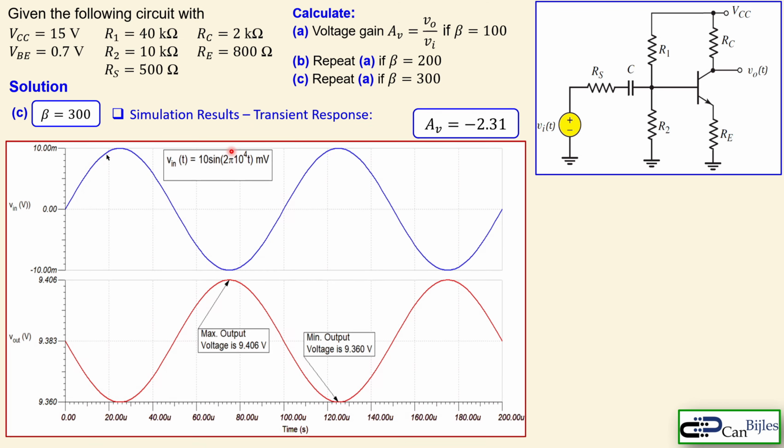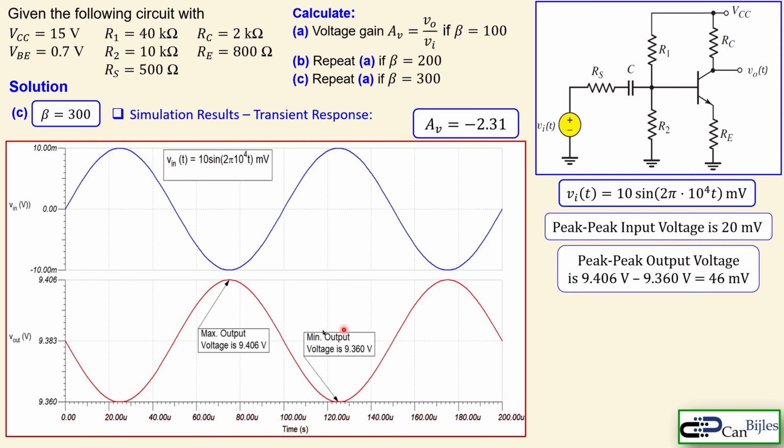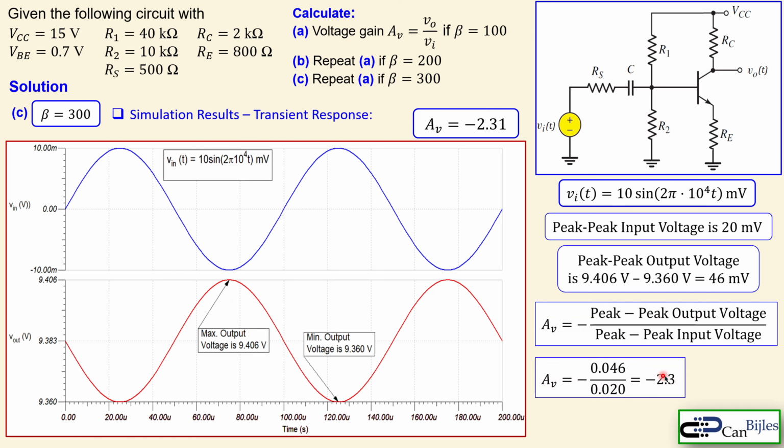This is the gain, and this is again the plot. Blue is the input, the red is the output. Again, same input voltage. This is the expression, 10 millivolts peak, and then 10 to the power 4, so 10 kilohertz as the frequency. The peak value of the input voltage is 20 millivolts, but for the output, again, the maximum minus the minimum is again 46 millivolts. So that stays the same. This changes, of course, the maximum and the minimum values, but the peak value, this distance, stays the same. So the gain will be then exactly, again, minus 2.3. So that doesn't change. And that is, again, in agreement with what we have calculated.